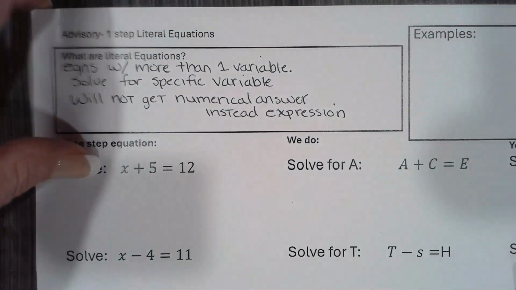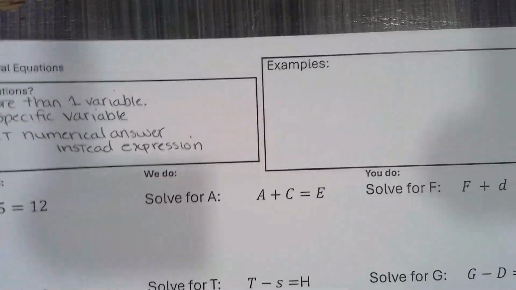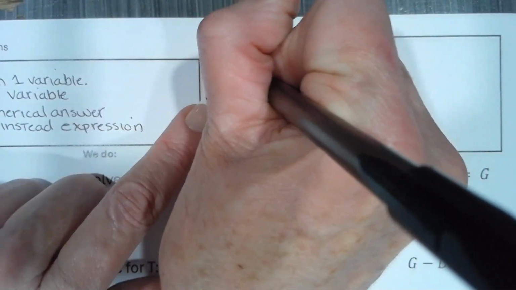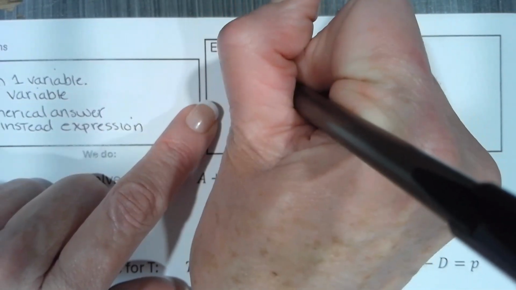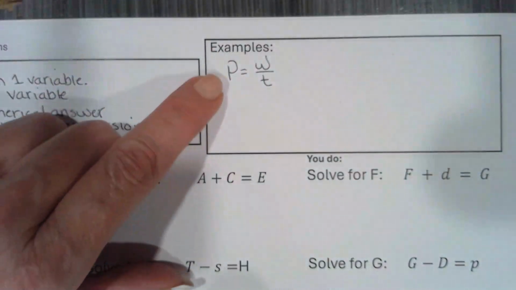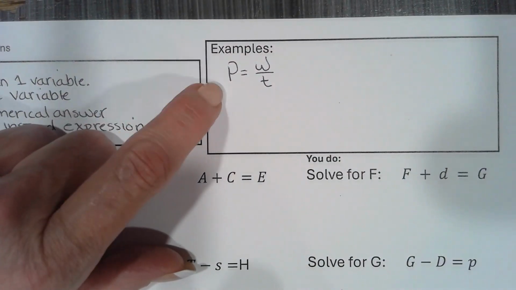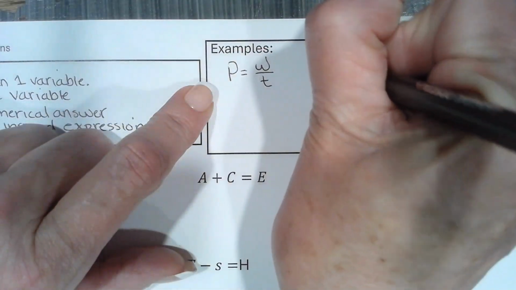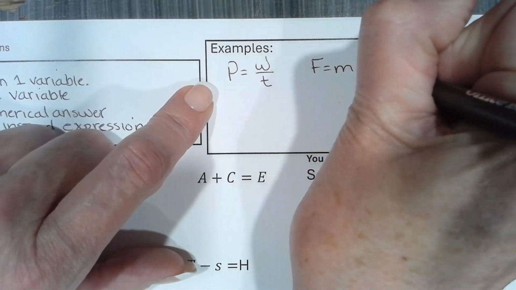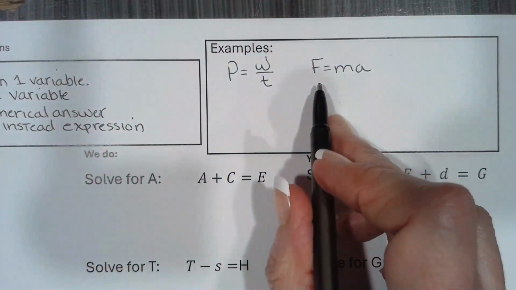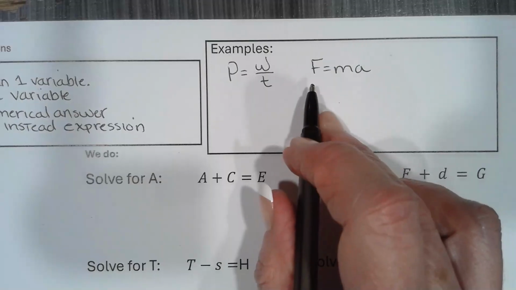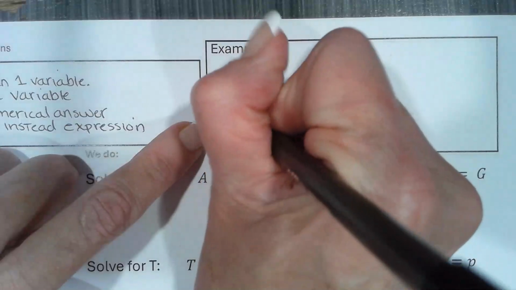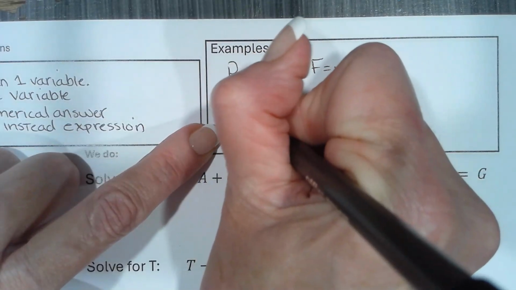So here's an example. If you did your extra credit, you've already seen these examples. P equals W over T. This is actually, I think, a formula for horsepower. F equals MA. These are real formulas. This is force equals mass times acceleration. You guys may recognize this one.